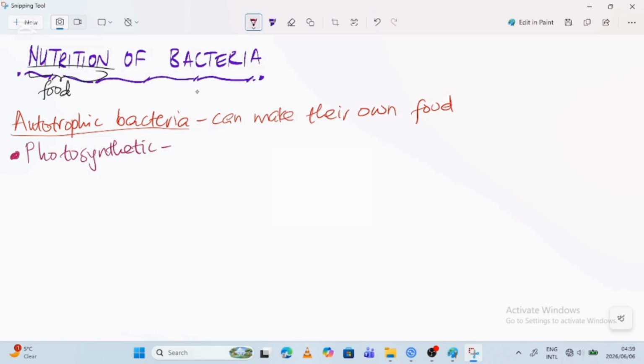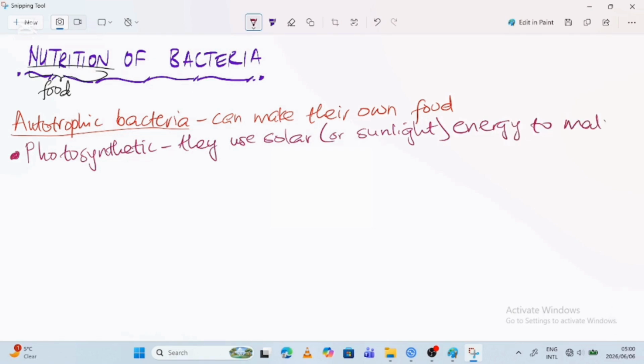So what does photosynthetic mean? It means they use solar or sunlight energy to make their own food, to make their food, right? So they use sunlight to make their own food, hence photosynthetic.